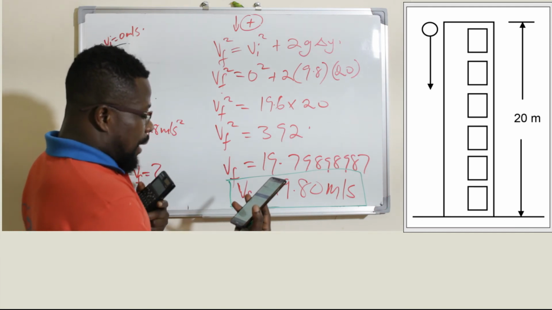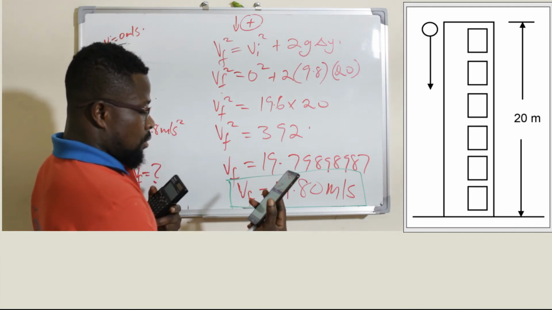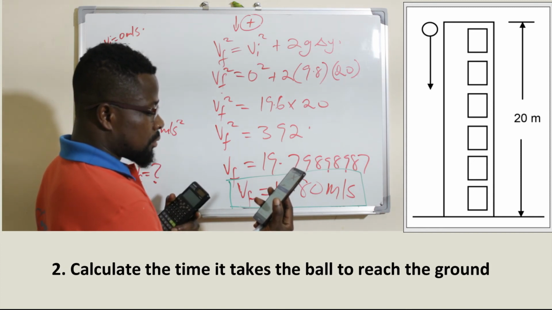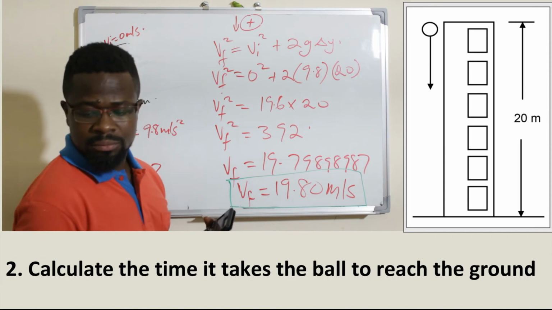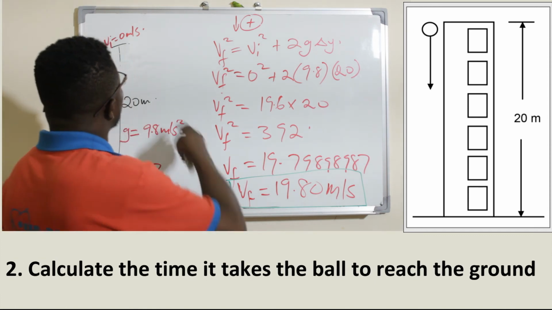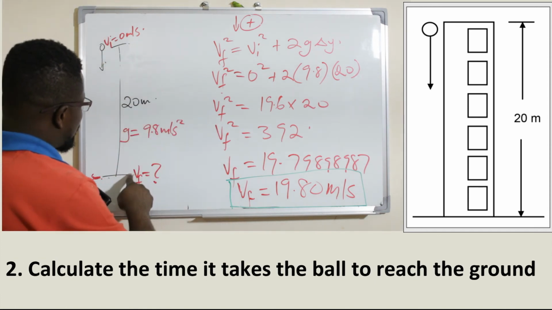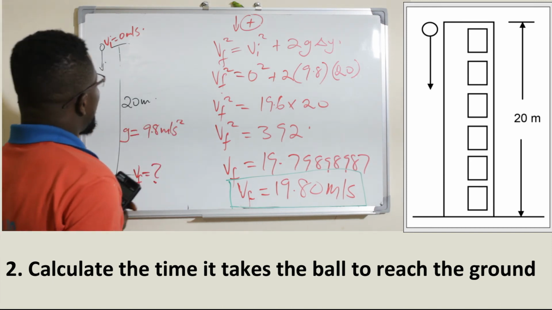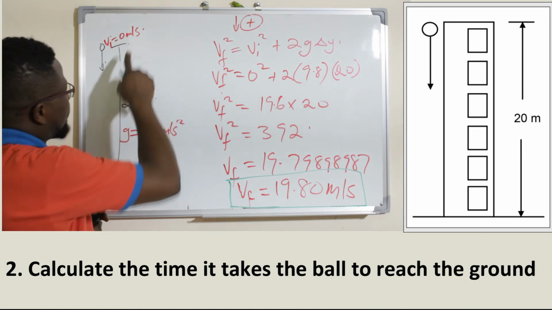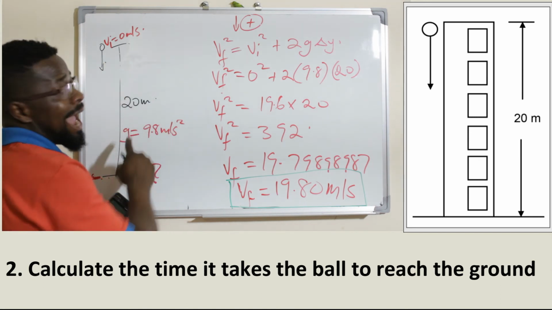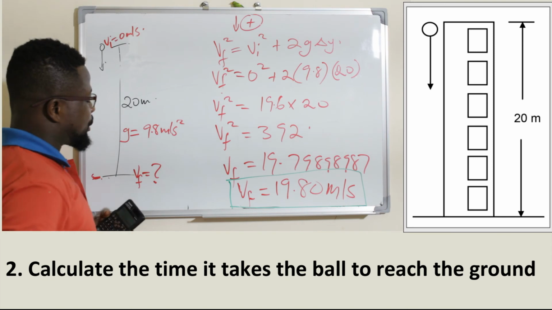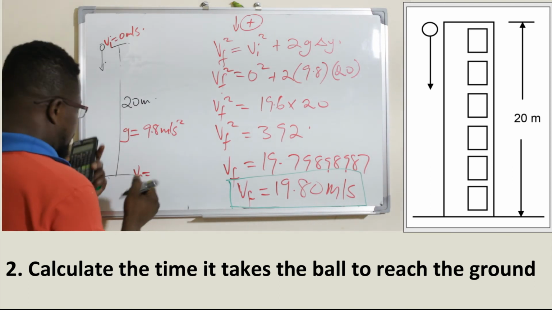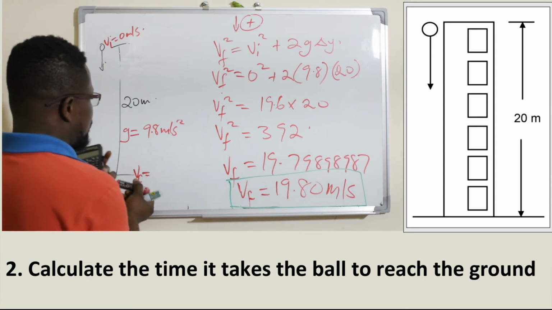The next question says we should calculate the time it takes the ball to reach the ground. So it means we're looking for the time from here to the side. And if I want to look for the time from here to the side, what do I know? I still know the initial velocity, I know the height, I know acceleration. Now I know the final velocity. And the final velocity is now given to me as what?